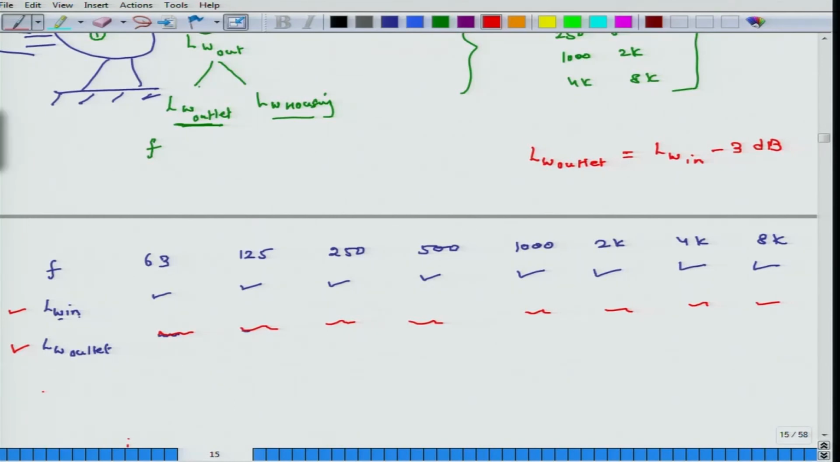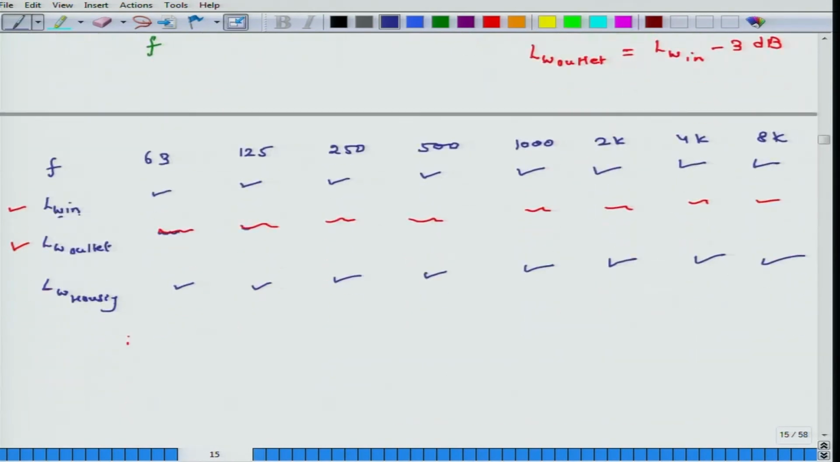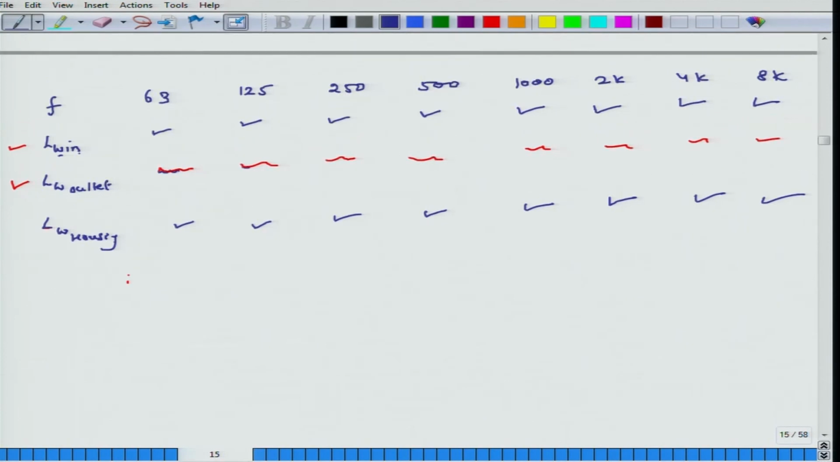LW housing, this also I have calculated. I have shown the calculation for 2 frequencies, and we use exactly the same method. So, I know also how to calculate. I have done, I can calculate this also. Okay.